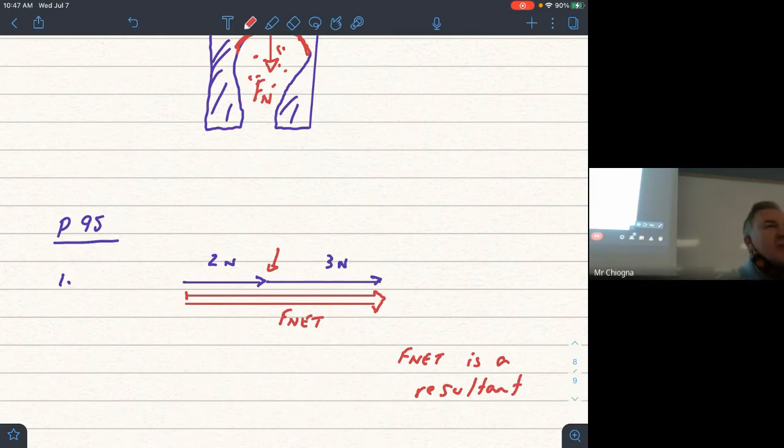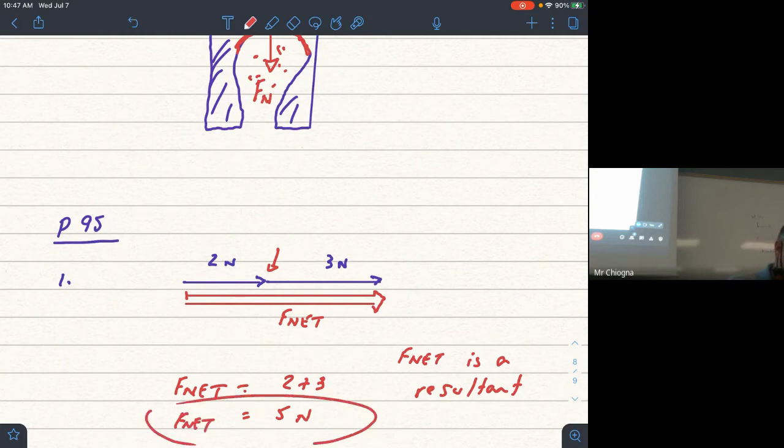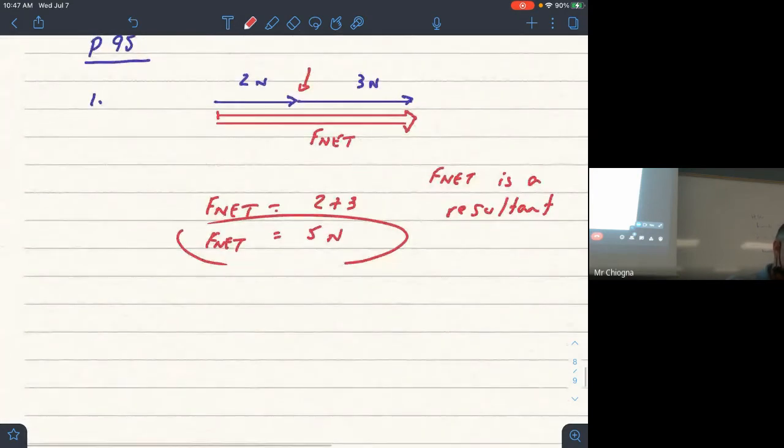Now these vectors are parallel, so we can simply use addition or subtraction. In this case, they're in the same direction, so we just add them. The magnitude of the net force is just 2 plus 3, which I think is still equal to 5. I don't know, maybe they might change it. F net. Direction is important as well. You can see the direction of the red arrow here. The resultant is east.